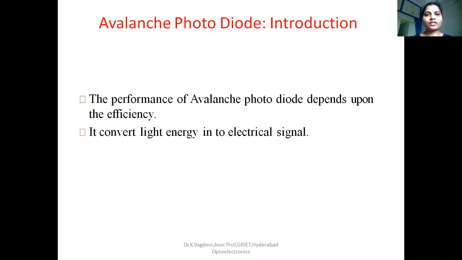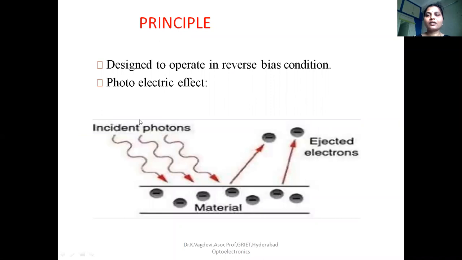Today we are going to discuss avalanche photodiodes. The performance of an avalanche photodiode depends upon its efficiency, which is nothing but how it converts light energy into an electrical signal. The principle of the APD is to design and operate it in reverse bias condition, and the photoelectric effect is the principle behind it. Photoelectric effect means that when photons are incident on a material, electrons are ejected out.